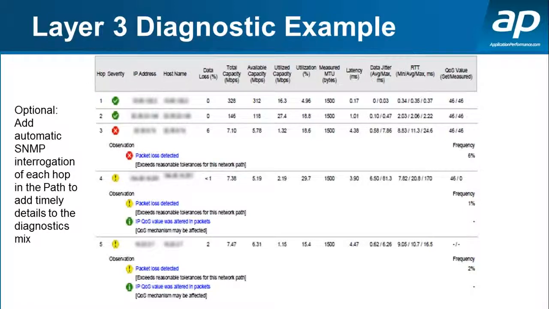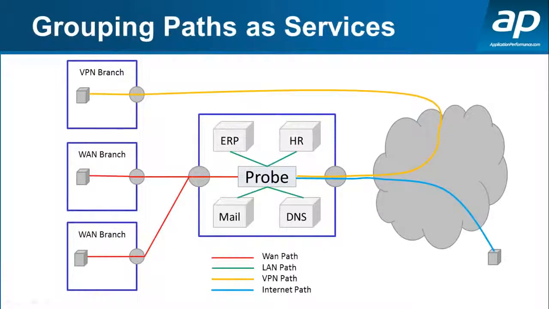The next thing we want to do is to be able to group paths together in a meaningful way that enables the paths to represent a service, if you like, because we want to make the whole system as useful as possible.